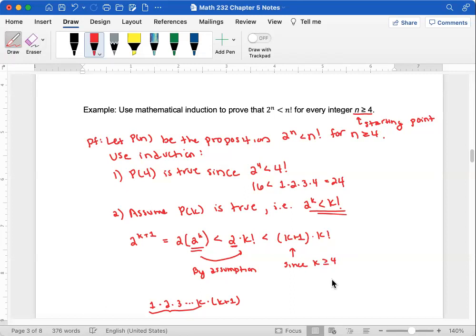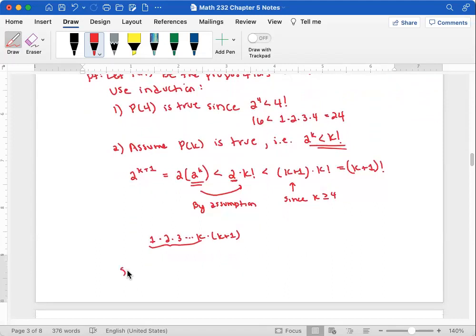So minimally, this is going to be a 4, which means 4 plus 1 is 5. And 2 is clearly less than that. So regardless, in the minimum amount that k is going to be, it works. The inequality holds. 2 is going to be less than k plus 1. Therefore, this is k plus 1 factorial. And we did it. So P of k plus 1 is true. And we completed it.